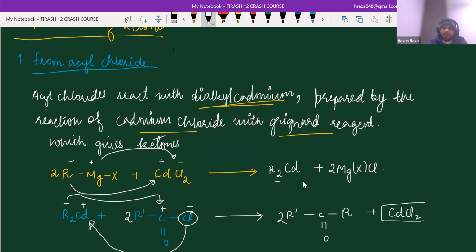Again, you are going to use this CdCl2 here, react with Grignard. Again, you will form this dialkyl cadmium, and this dialkyl cadmium will be reacting with acyl halide, forming ketone. Okay.